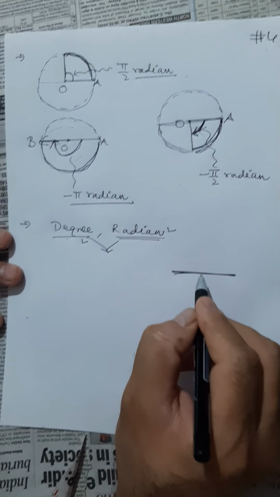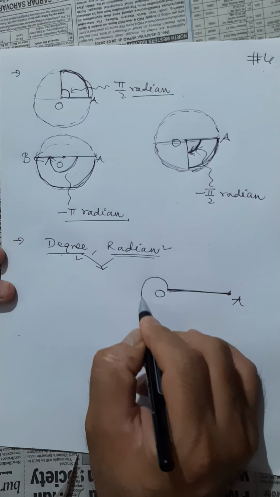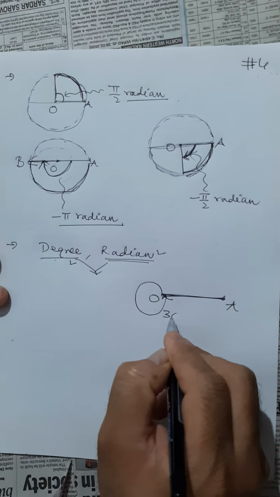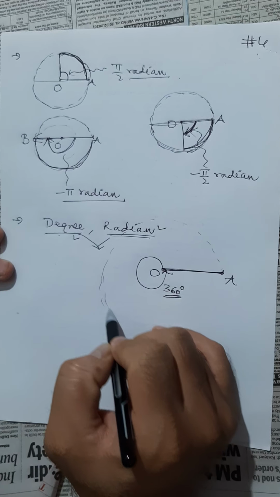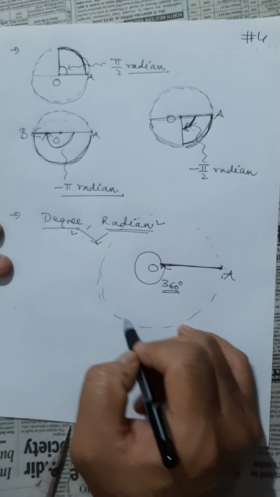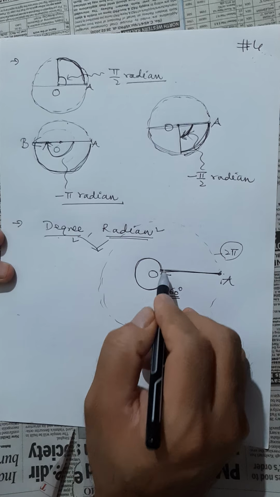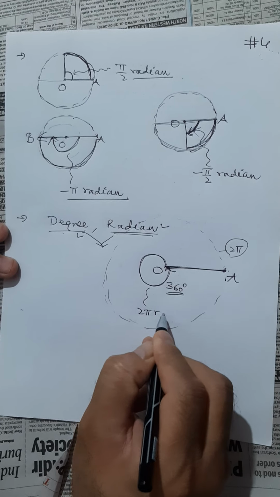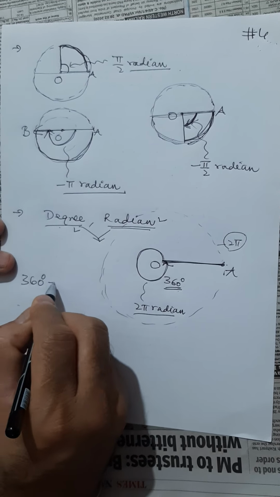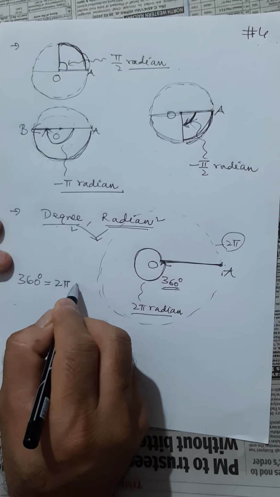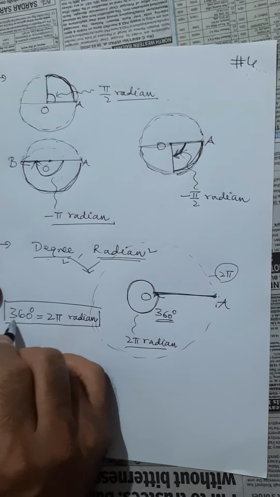If you recall, in a degree, this is OA. If I start from here and complete one revolution, this is nothing but 360 degree. If I imagine this as a unit circle here, what about this arc length? You know that for a unit circle it is 2 pi. So you can say that this angle is 2 pi radian. So this is a relation: 360 degree equals 2 pi. When you write pi, that means it's a radian. No need to write radian every time. So this is a relation: 360 degree equals 2 pi radian.